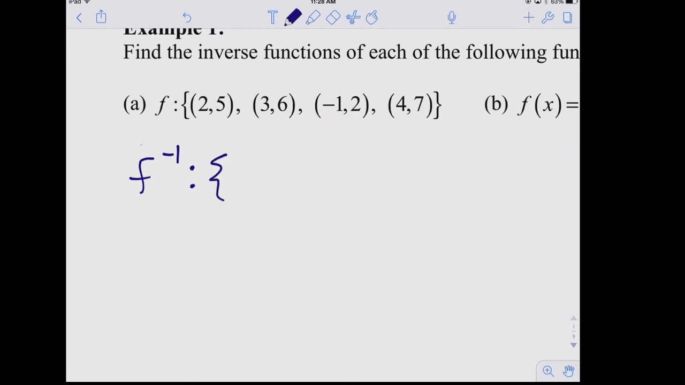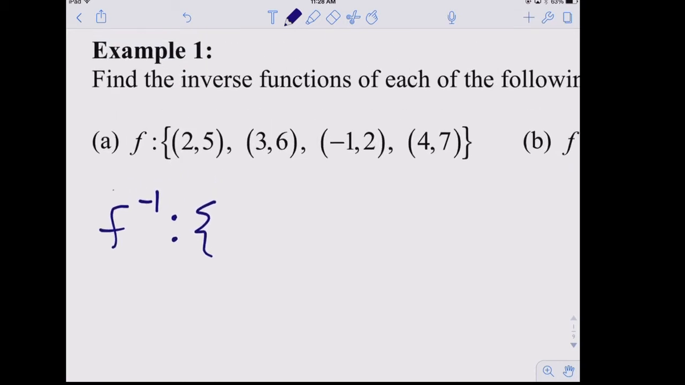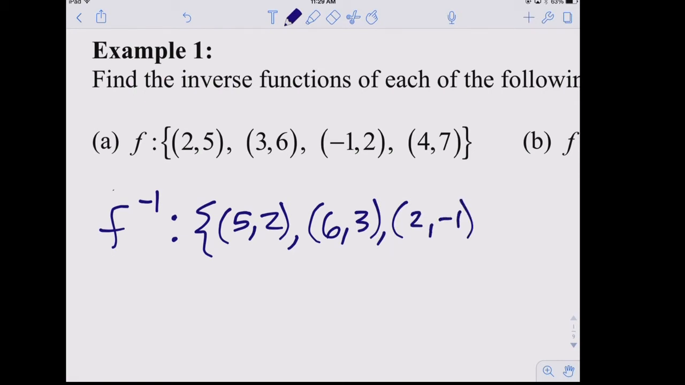How do we find inverses? How did you learn back in algebra? Switch x and y, right? If the function f takes a 2 and turns it into a 5, the inverse function is going to take that 5 and put it right back as a 2. And if the function takes the 3 to a 6, then the inverse takes the 6 back to a 3. This one takes the 2 to a -1. This one takes the 7 to a 4.